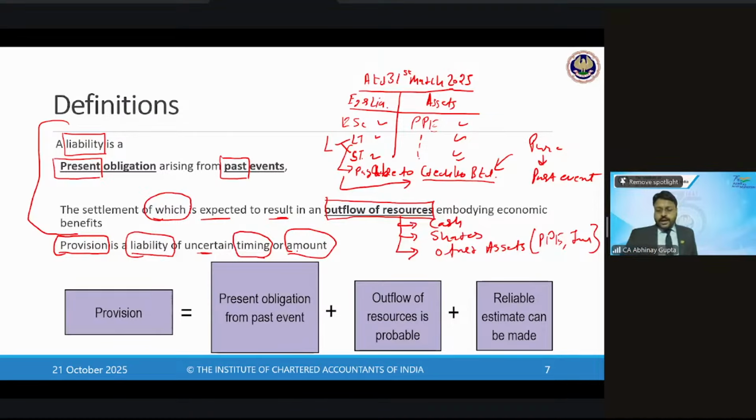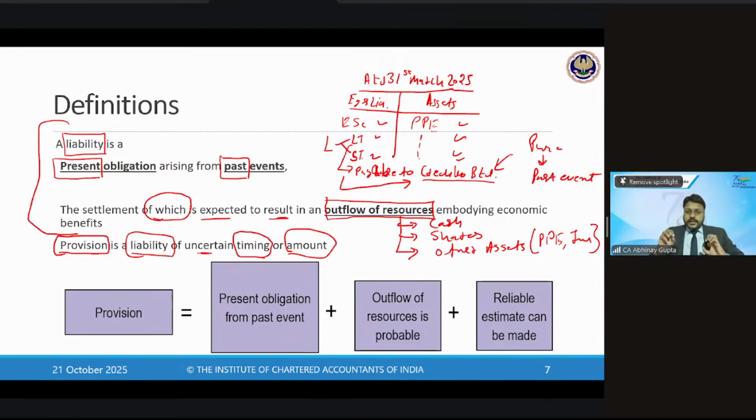So liability means a fixed one. I know how much I need to pay to B Limited, and I know when I need to pay B Limited, correct? So amount as well as timing, both are agreed with B Limited. So this is a clear liability.